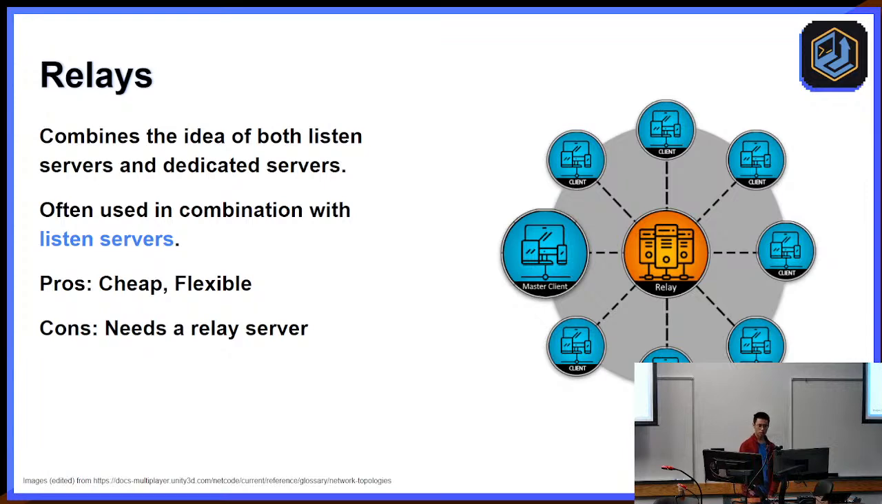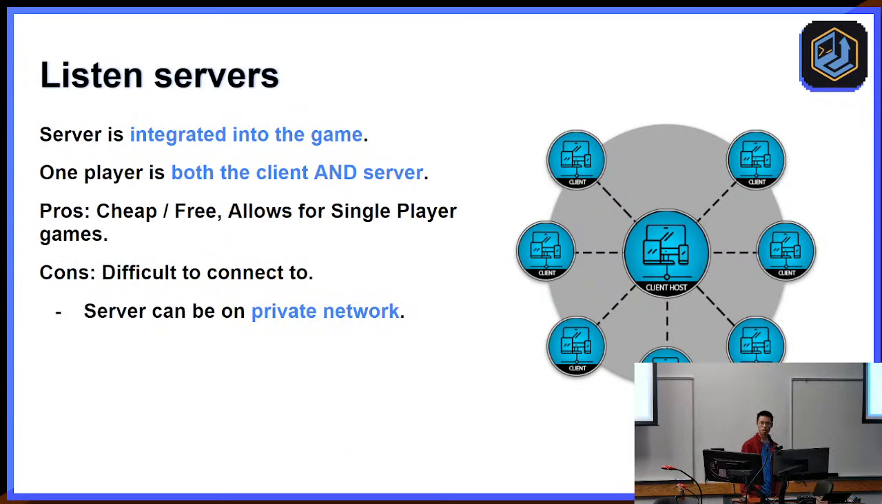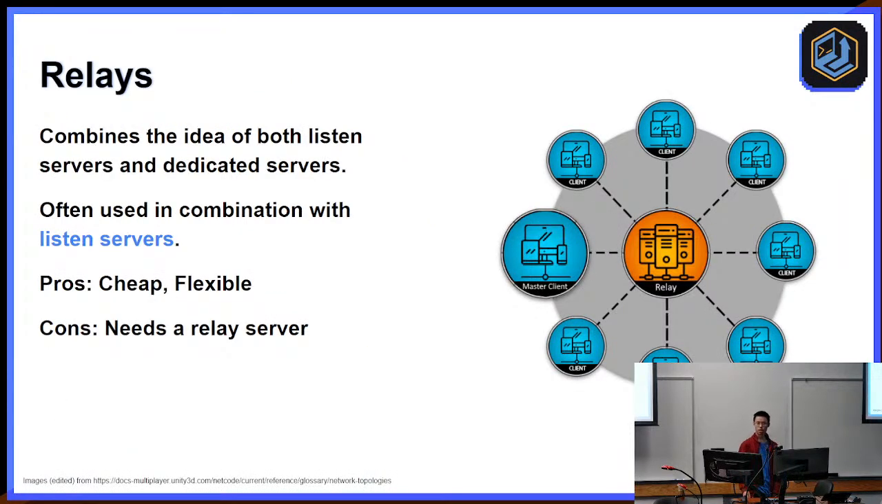You have the benefit of dedicated servers: the relay is on a computer that you control. But you also have the benefit that your customer is the server. So it's also cheaper. And the good thing about relays is that they are cheap because all relays do is relay information. They just copy and send the information to different clients.